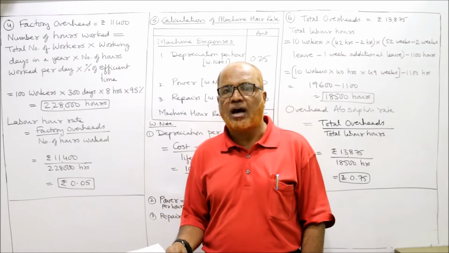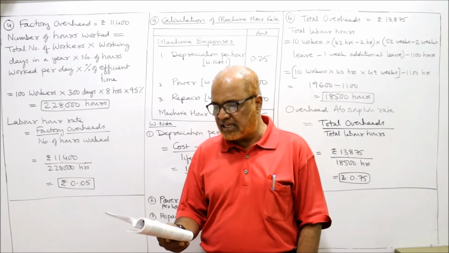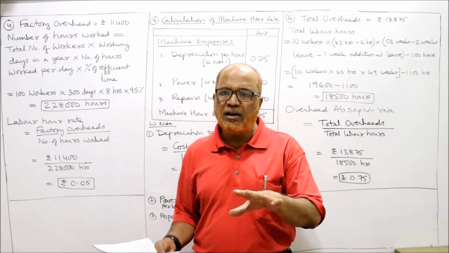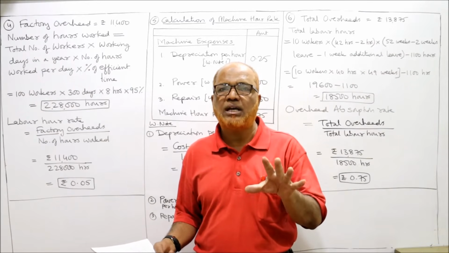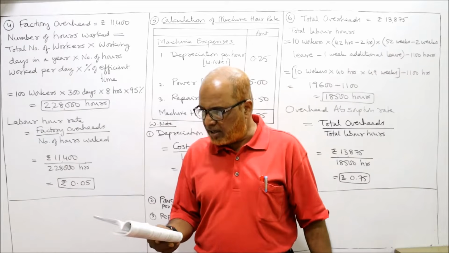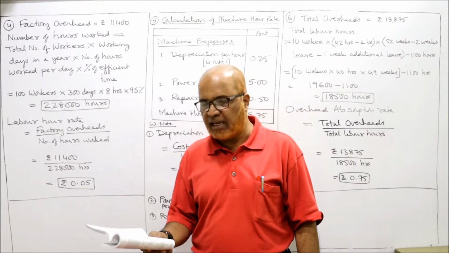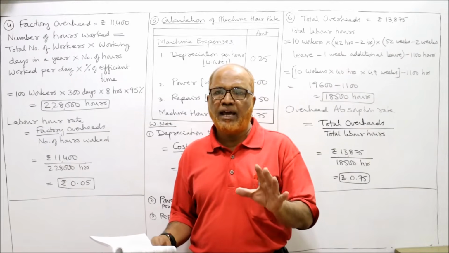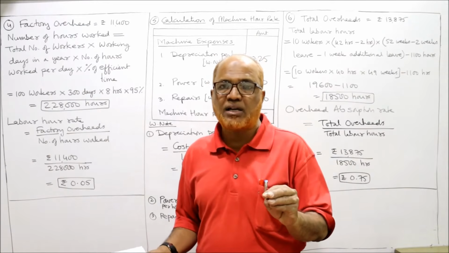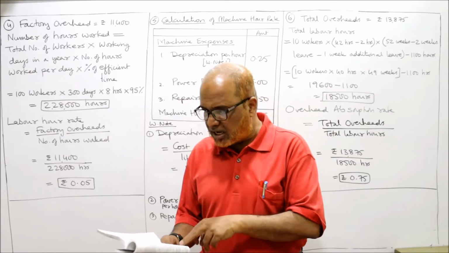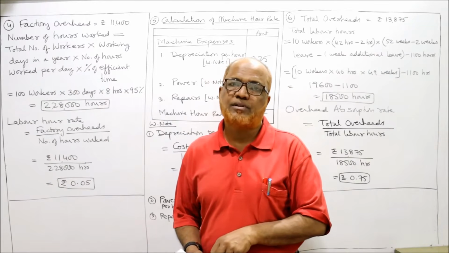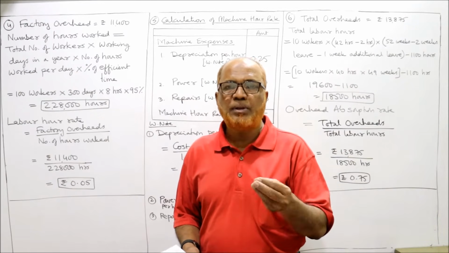Total number of workers are 100. Working days in a year 300. 100 workers are working in the factory and every worker is working for 300 days. And number of hours worked per day 8 hours. Every day 8 hours they are working. How many workers? 100 workers. How many days? 300 days. 8 hours per day. Idle time 5%. So 5% will be the idle time.